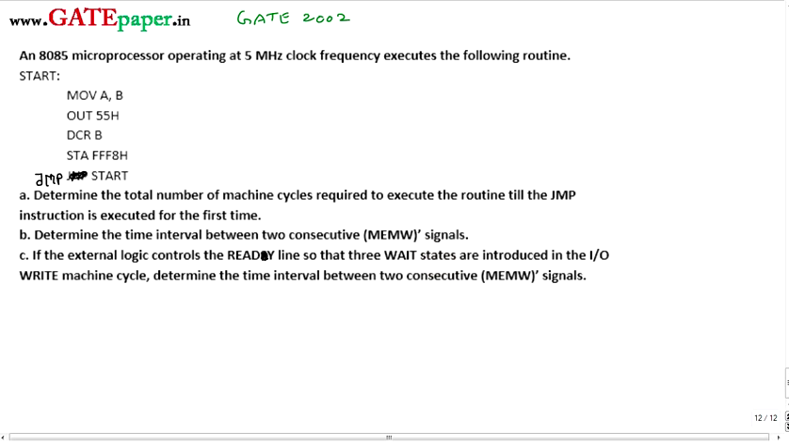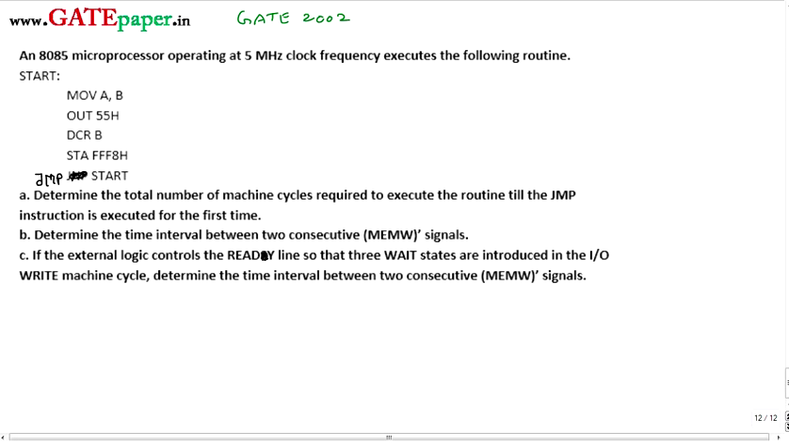Hello, we are discussing the GATE 2002 ECE paper for the given 8085 microprocessor with 5 MHz clock frequency. We are going to find the total number of machine cycles required to execute the routine till the jump instruction is executed for the first time. If you observe the program, jump is the last instruction, and it goes to the first instruction in the program. That means we are going to calculate how much time and how many machine cycles it requires to execute the loop, that is, the subroutine.